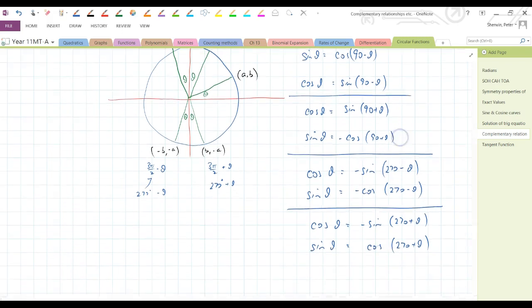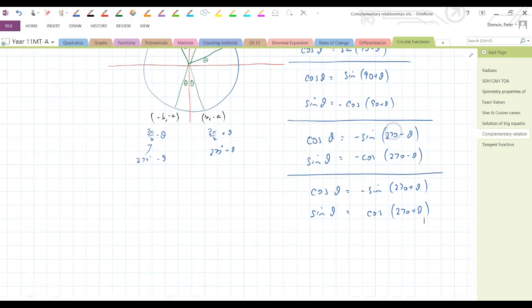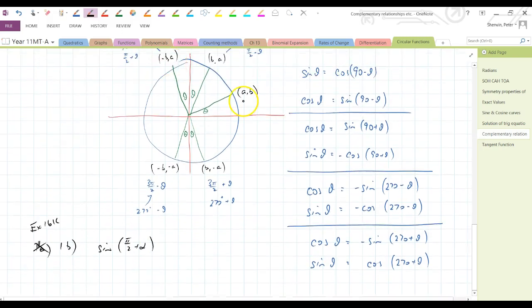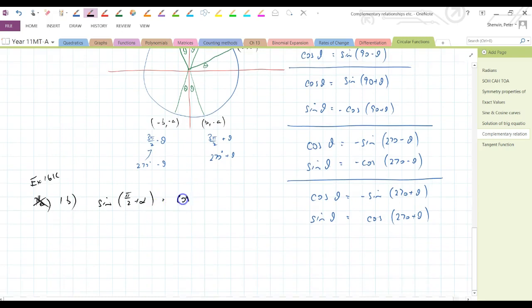So let's have a look at a couple of the questions, a few from exercise 16K, which I've left you for homework. Just looking at, say, question 1b, which was sine of pi on 2 plus alpha, being our 90 plus alpha. Now sine of pi on 2 plus alpha, which is A, is the same as cos alpha. And cos alpha we've got is 0.6. So we've got that in.